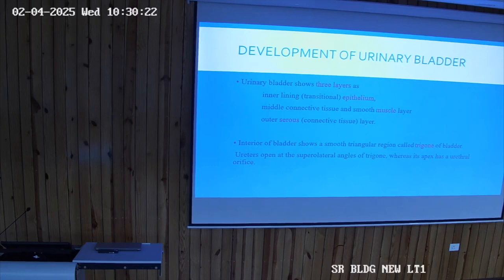So how is it derived? It is derived from which part? From the cloaca. From which part of the cloaca? From the vesico-urethral canal. So the upper dilated part of the vesicourethral canal forms the bladder.